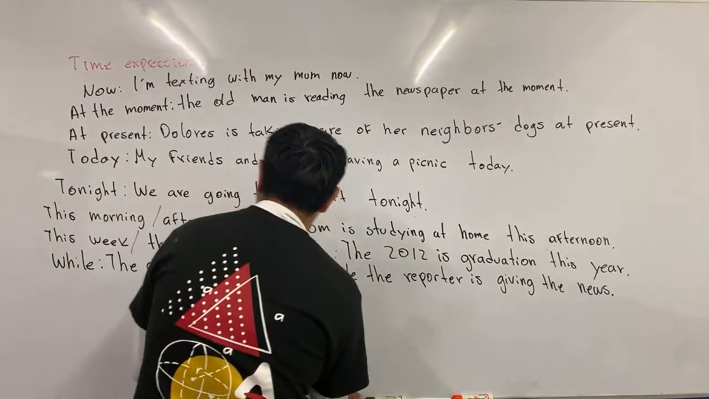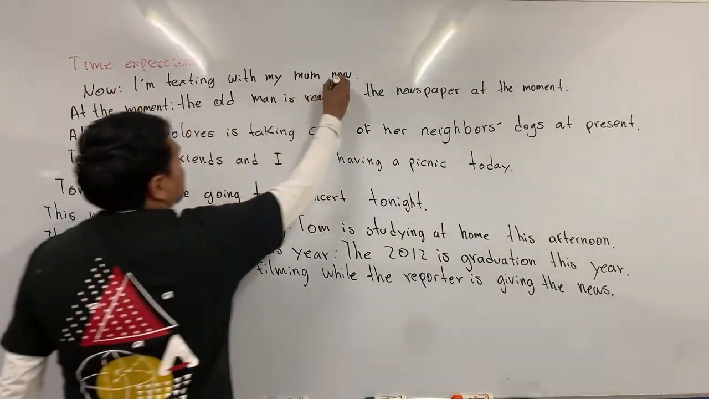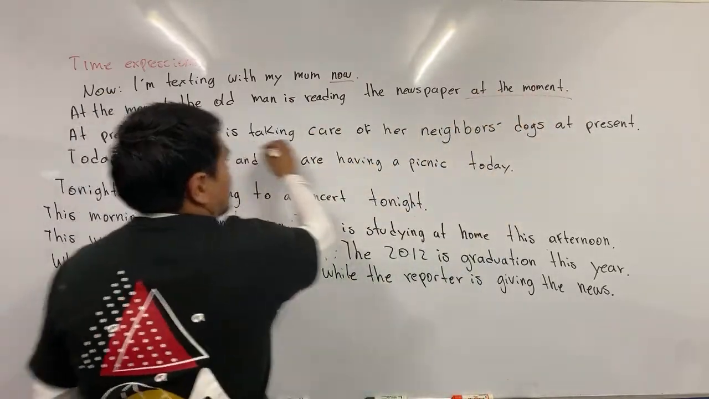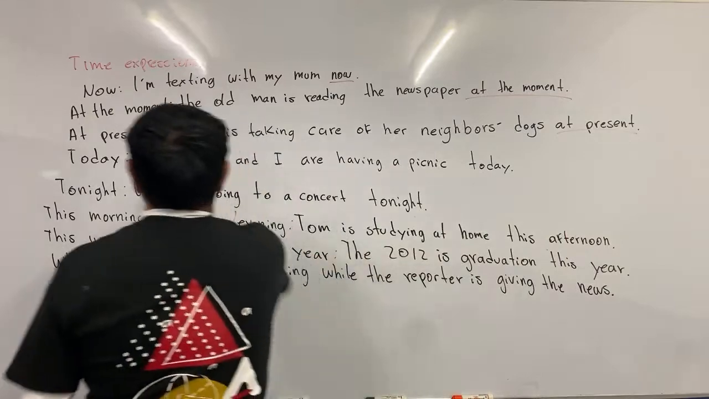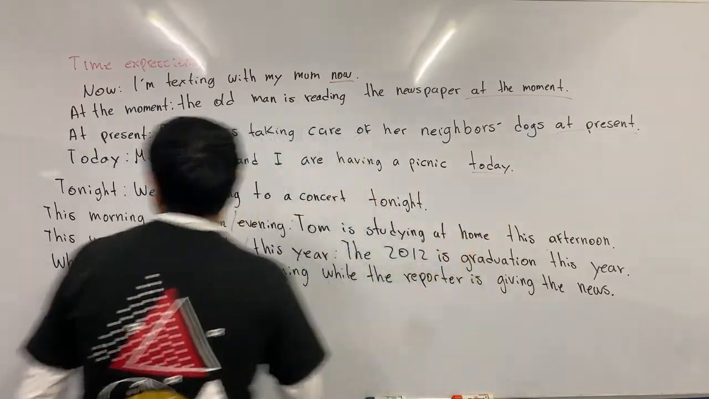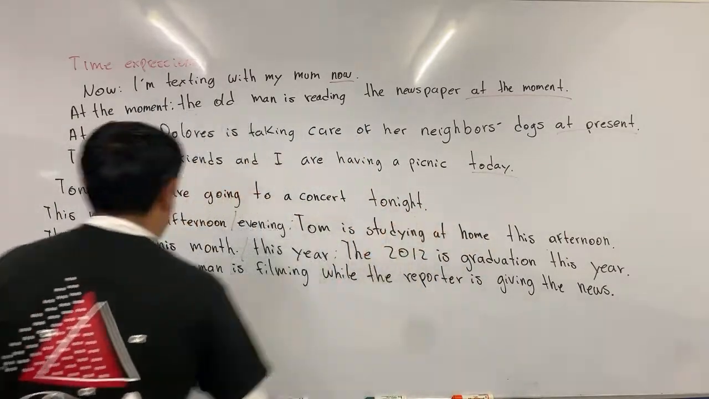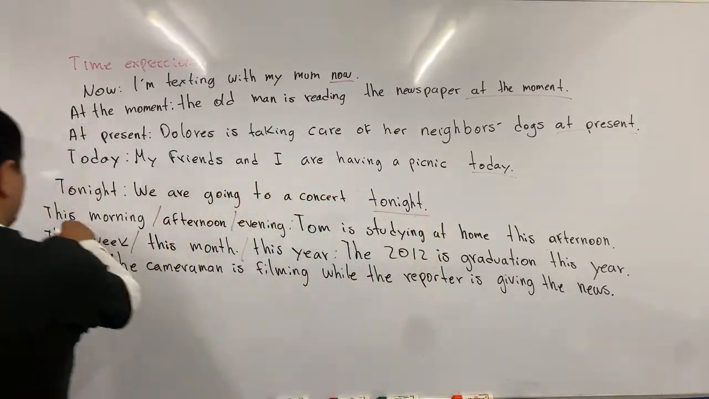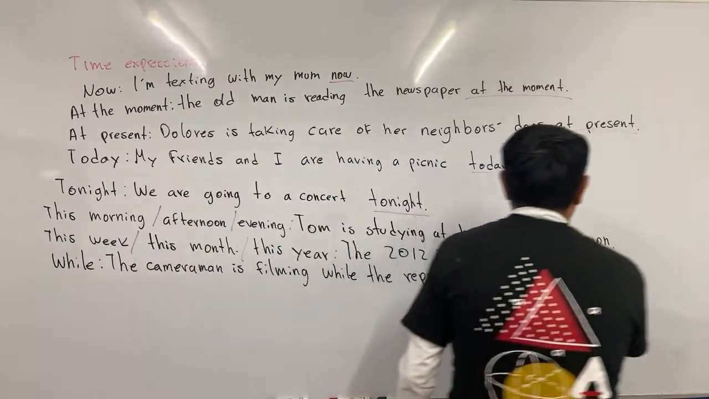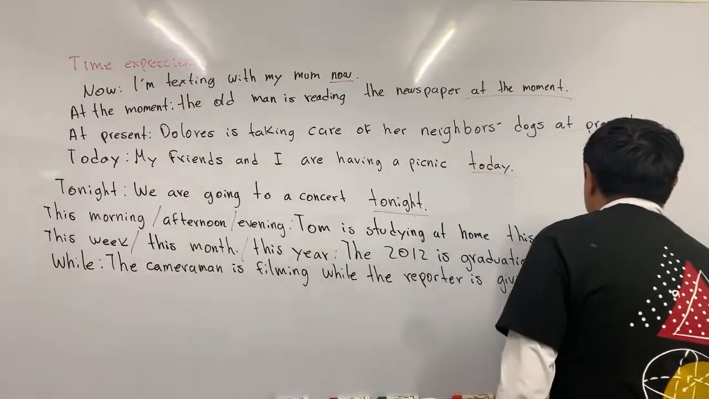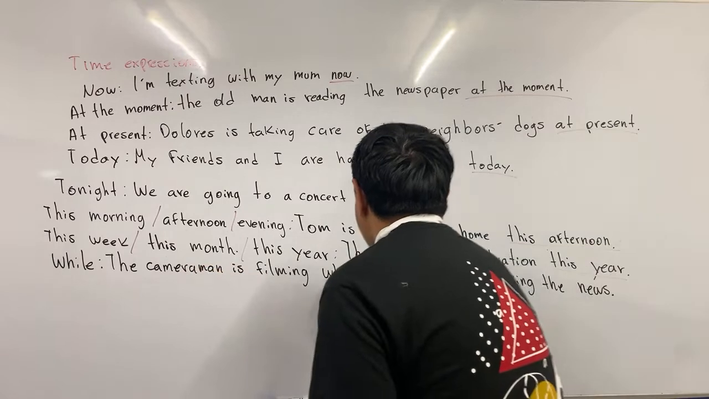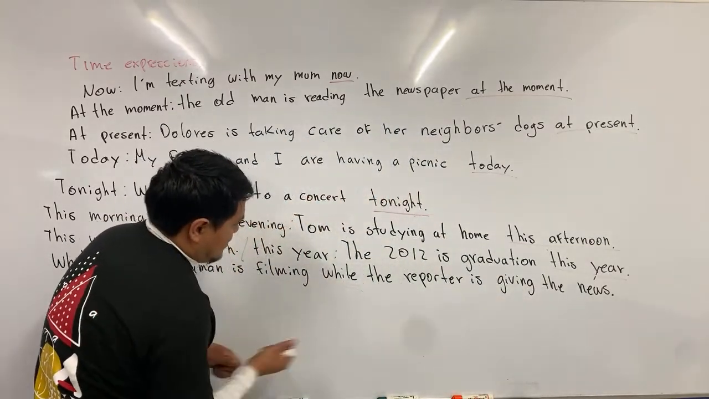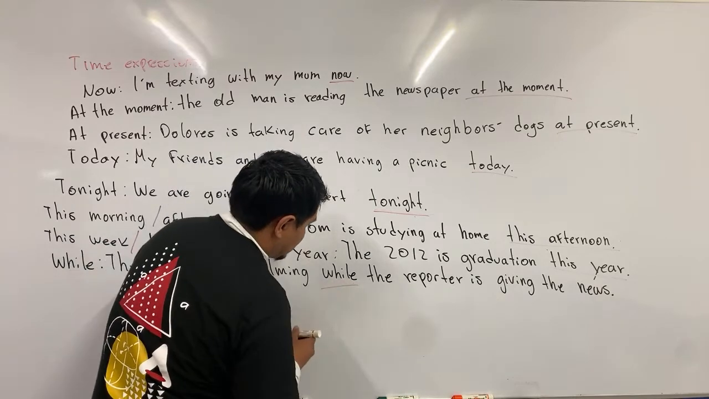Check this. Right here: at the moment, at present, today, tonight, this morning, this afternoon, this year, and while. Things are happening, two things are happening in the present moment.